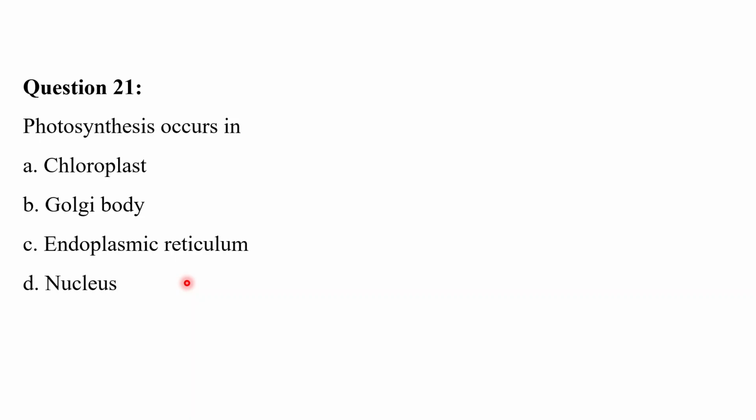Photosynthesis occurs in dash. Option A is chloroplast, option B is Golgi body, option C is endoplasmic reticulum, and option D is nucleus. Where does the photosynthesis occur? Can you answer? This is a very simple question. You must have studied it in school also. Photosynthesis occurs in, yes, option number A, chloroplast.